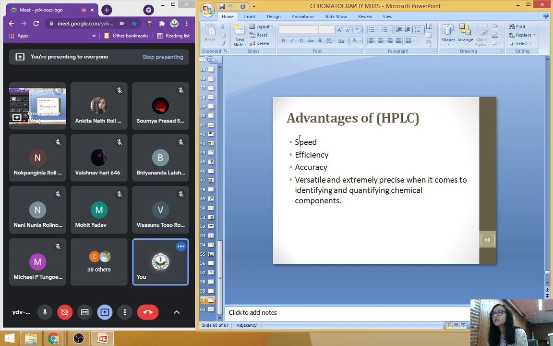Okay. Now what are the advantages of HPLC? Number one, the speed, then its efficiency, accuracy. It is versatile and it is extremely precise also when it comes to identifying or quantifying the chemical components. However, this HPLC also has some drawbacks. It is very complex, and the most important drawback is the cost. It is very costly compared to the other forms of chromatography.